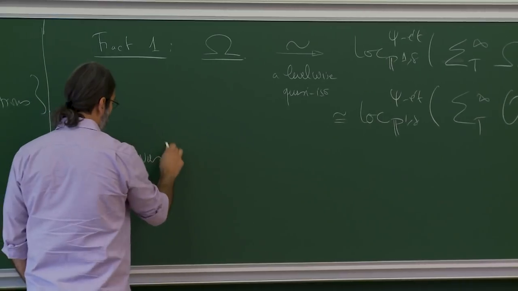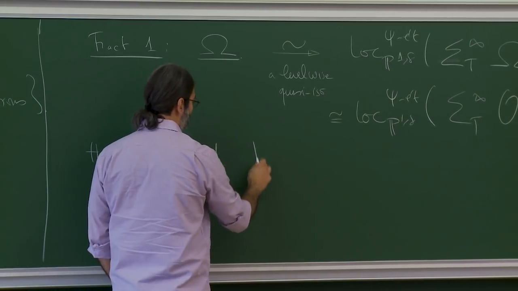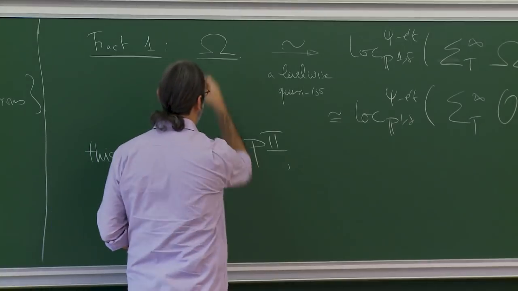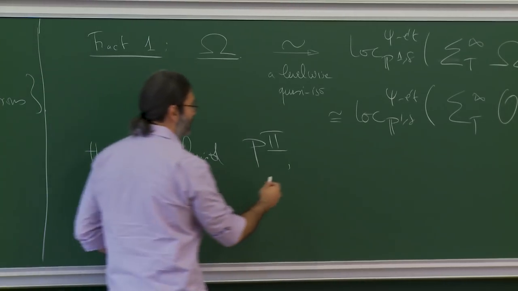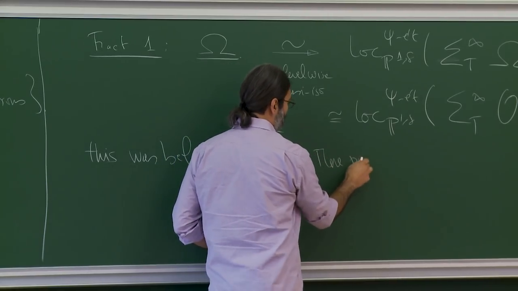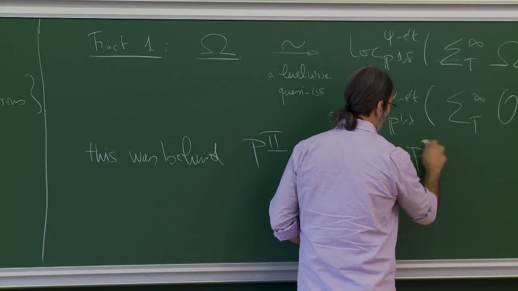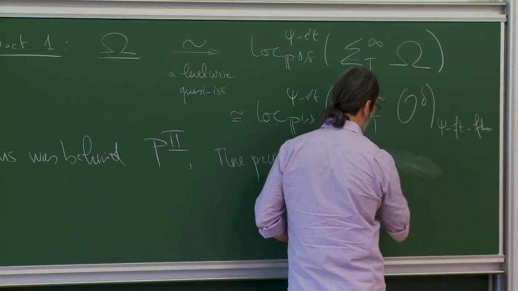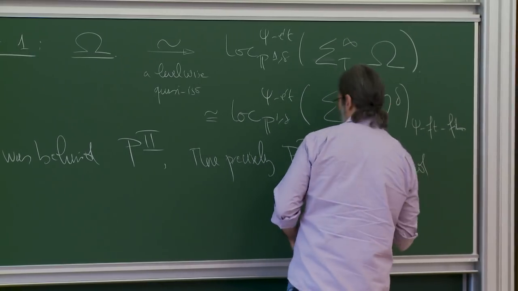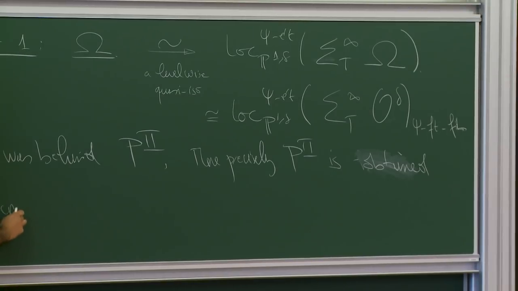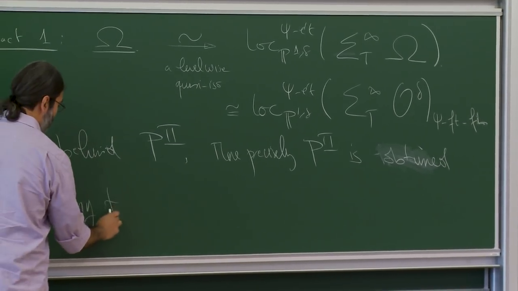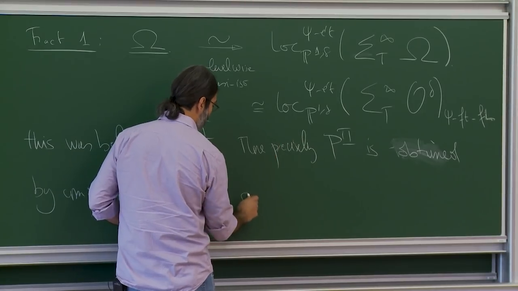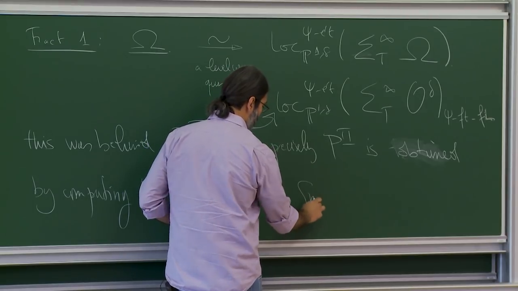And this was behind this model P2 that I introduced, model P2 for omega underline. More precisely, P2 is obtained by computing the restriction of this guy here to smooth varieties.